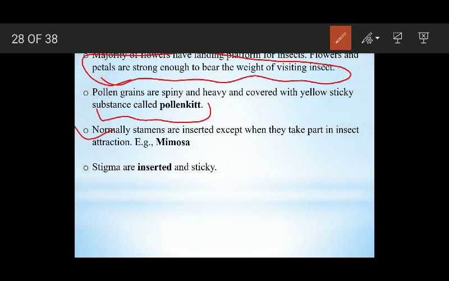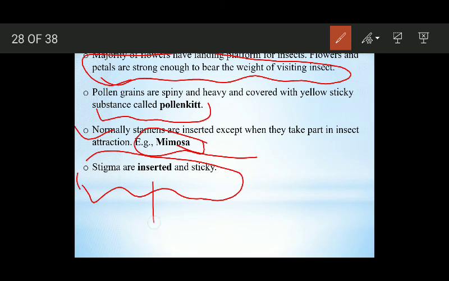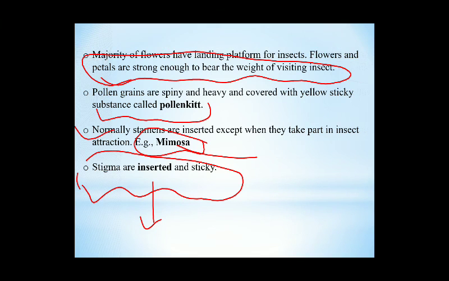Normally, stamens are inserted except when they take part in insect attraction. Usually, the stamens in case of insect pollinated flowers are present inside the flower. They are inserted, except in case of mimosa where they cause insect attraction. Similarly, the stigmas are inserted and sticky. The stigmas are not exserted. They are present inside the flower. So these are some important characteristics of the insect pollinated flowers.